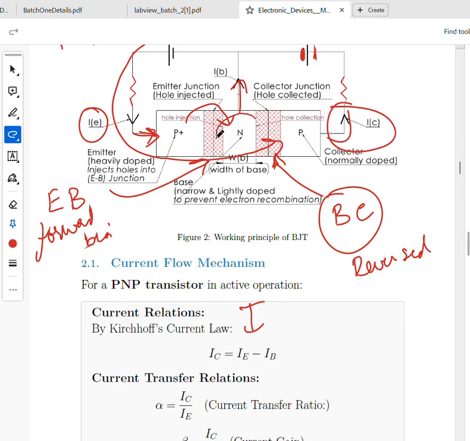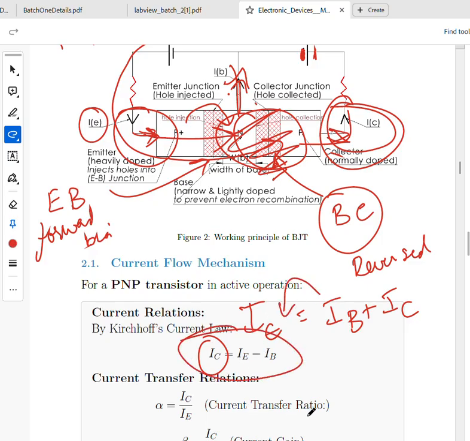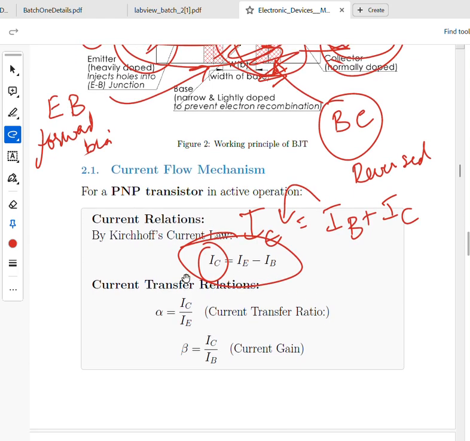This is one node. Imagine this to be a node. If this current is entering this node, then the current leaving out of these two nodes should sum up to give this current. Exactly, right? So the IE current is the sum of these two currents, correct? IE is the sum of IB and IC. So what is IC essentially? IC is basically IE minus IB. That is what we have written here. Sweet, so we get this relation.